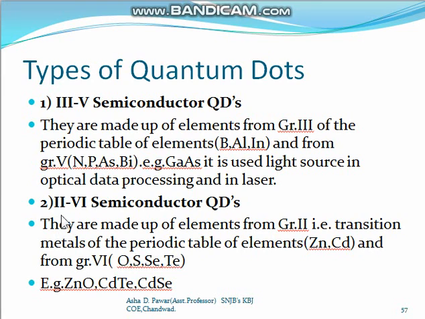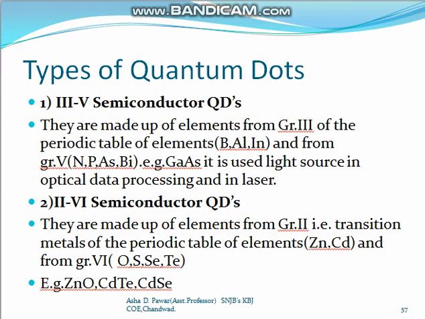Second type of quantum dots are second-sixth semiconductor quantum dots. They are made up of elements from group second, that is transition metals of the periodic table, elements like zinc, cadmium, etc. And from group 6 like oxygen, sulfur, selenium, tellurium. And the most common semiconductors from this category are zinc oxide, cadmium telluride, cadmium selenide, etc. Means this type of quantum dots is made up of elements from group second and group sixth.